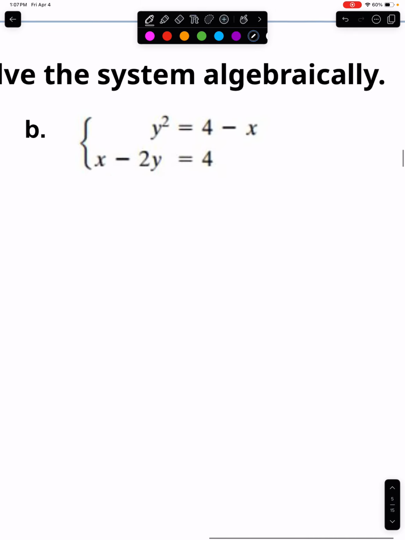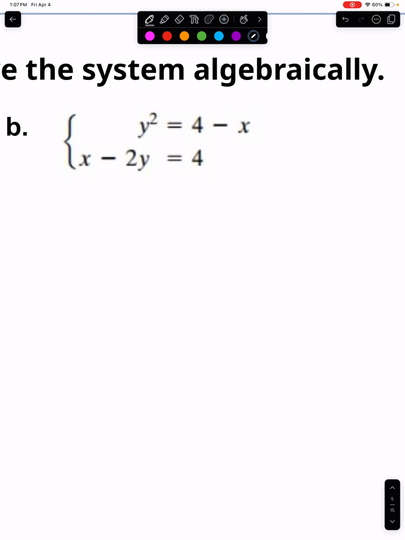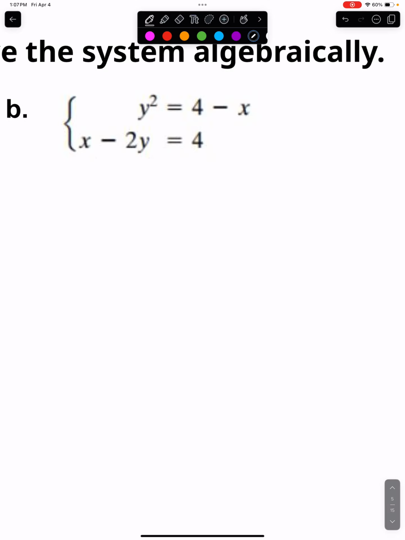Here we go. So this time, let's see what we have. The first one is a parabola, and this is an x equals parabola, so it's a horizontal parabola.